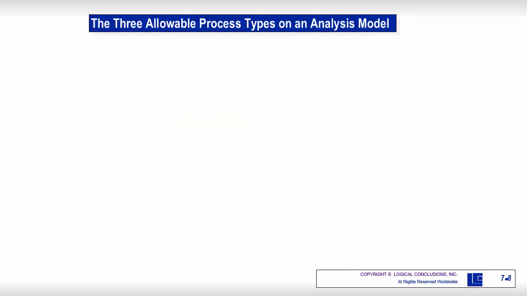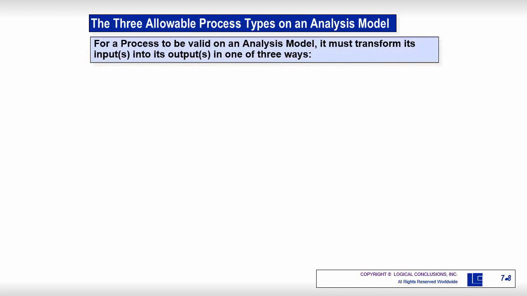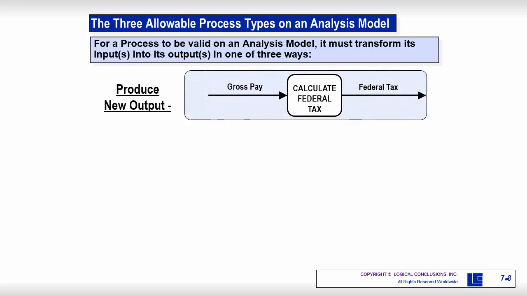Now here's an important slide in this tutorial. There are 3 allowable process types on an analysis model. For a process to be valid on an analysis model, it must transform its inputs into outputs in one of 3 ways. It must produce new output, for example, another named data flow. In my top example on this slide, gross pay is used to produce federal taxes, a new output data flow. This process transformation type is easy to recognize.